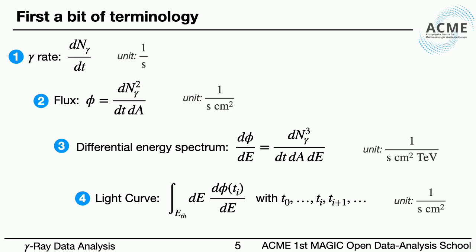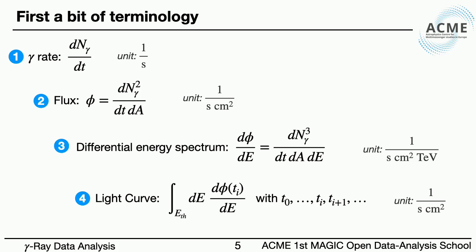So first, on the top, we have the event rate, which is simply the number of detected events N gamma per unit time t. Then we have, with the letter phi, the flux, which is the number of photons per unit time and per unit area. The units are usually 1 over square centimeter per second. And then we have the differential energy spectrum, or energy flux, which adds another dimension. So this time we have the photons per unit time, per unit area, and per unit energy E.